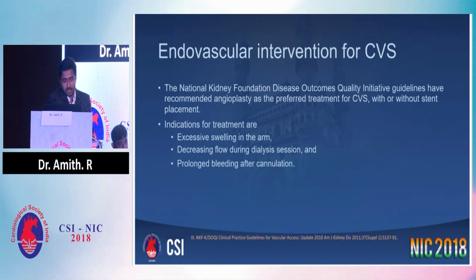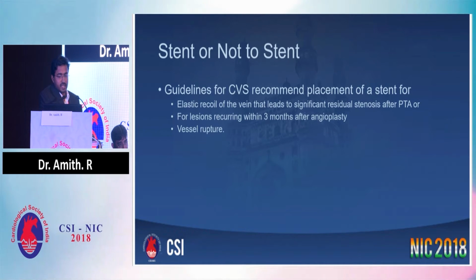Now whether to stent or not to stent a lesion, especially nowadays with price capping, stents are not easily available. And also the first line recommendation would be a plain balloon angioplasty because it has a reasonable patency rate at 1 year of as much as 50 to 60%. And stent placement is recommended only if there is elastic recoil of the vein which leads to residual stenosis, or for lesions which recur within 3 months after angioplasty, or in case of a complication such as vessel rupture.